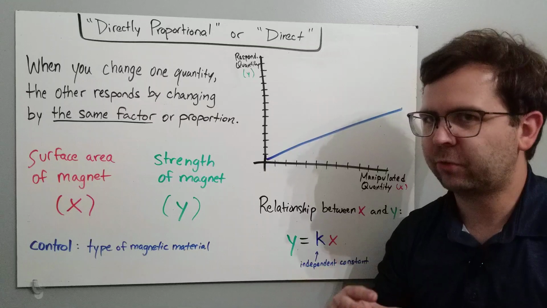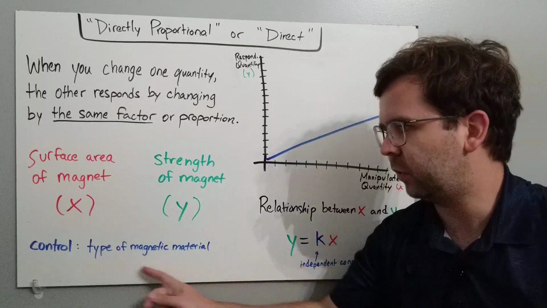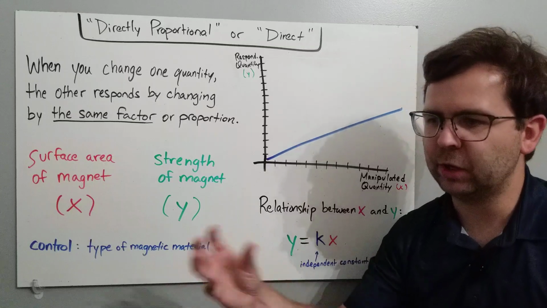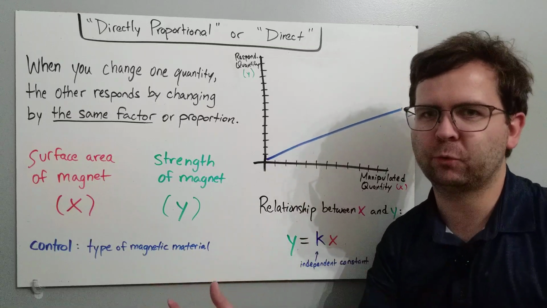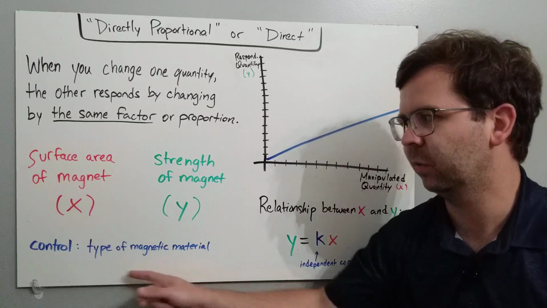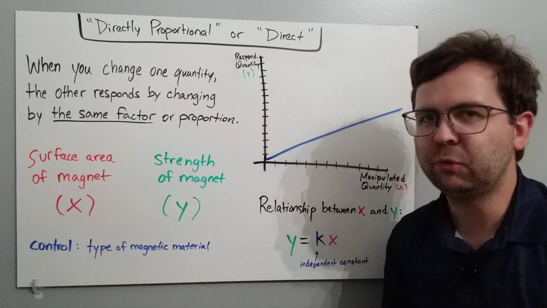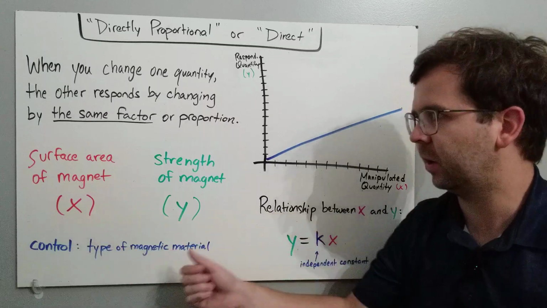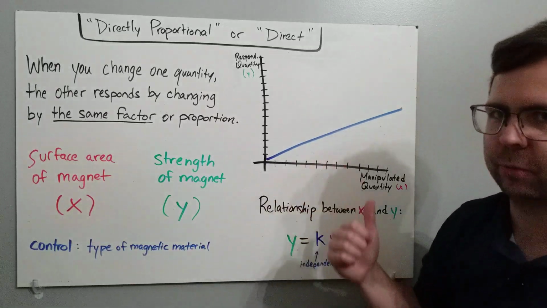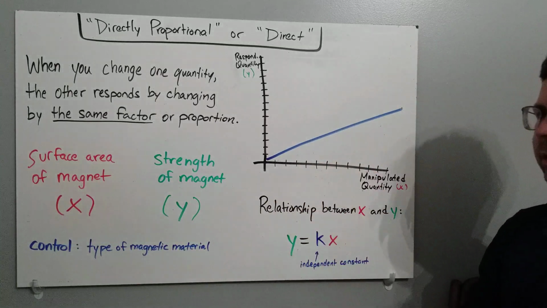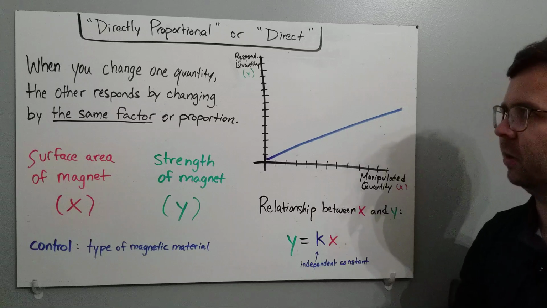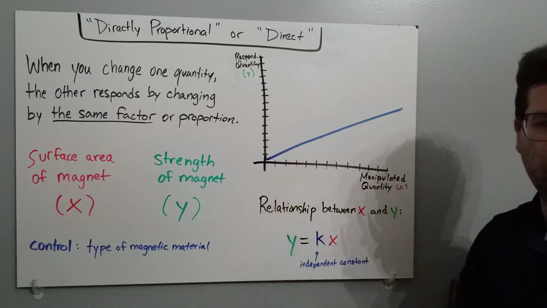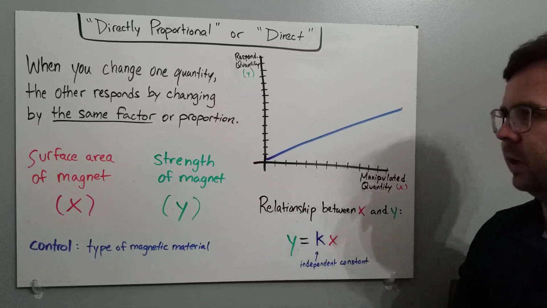And so this experiment only works as long as you keep the same type of magnet in the experiment. So you don't want to have like a neodymium magnet versus just a regular old fridge magnet. You want to keep the magnetic material controlled in this experiment. But if you do keep that controlled, then you should find that if you double the surface area, you get double the strength. This graph looks like a straight line, like a linear graph here. And linear is another name for this kind of relationship. So you double the x value and you get double the y value.